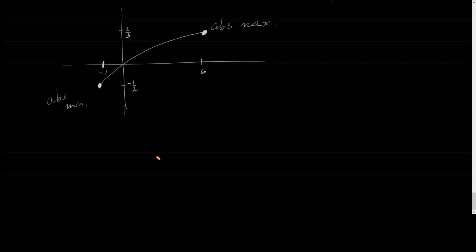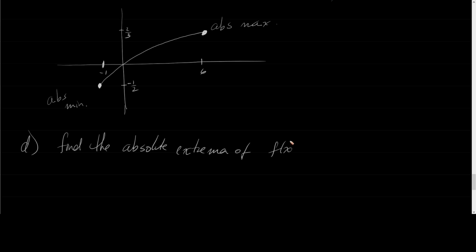All right, so now let's look at a different scenario. Example D. Find the absolute extrema of f of x equals ln of x over x on the interval from 1 to 4.